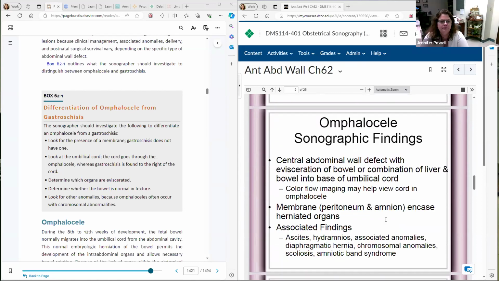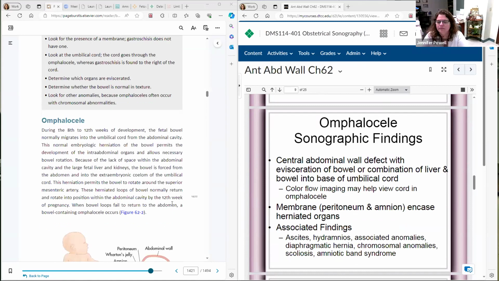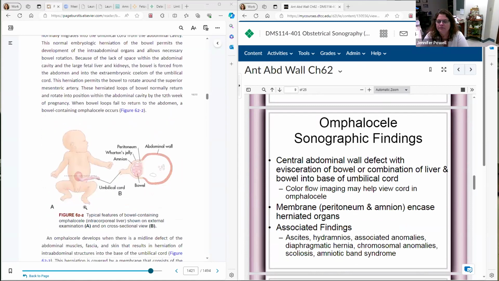All right. So, yeah. Typical features of bowel-containing omphalocele, shown on external examination, and then a cross section of the omphalocele here.